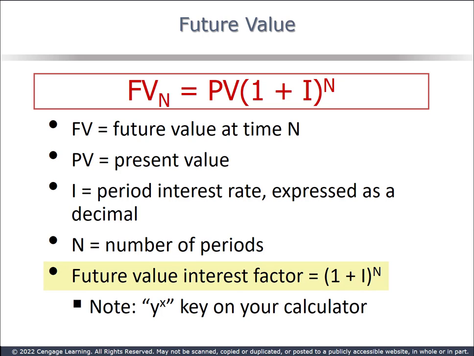If you remember the old future value tables, the values in those tables are the 1 plus I raised to the n power. In your calculator, you can compute 1 plus I raised to the n using the y to the x key. So to compute 1 plus 5% raised to the 3rd power, enter 1.05 y to the x 3 equals.